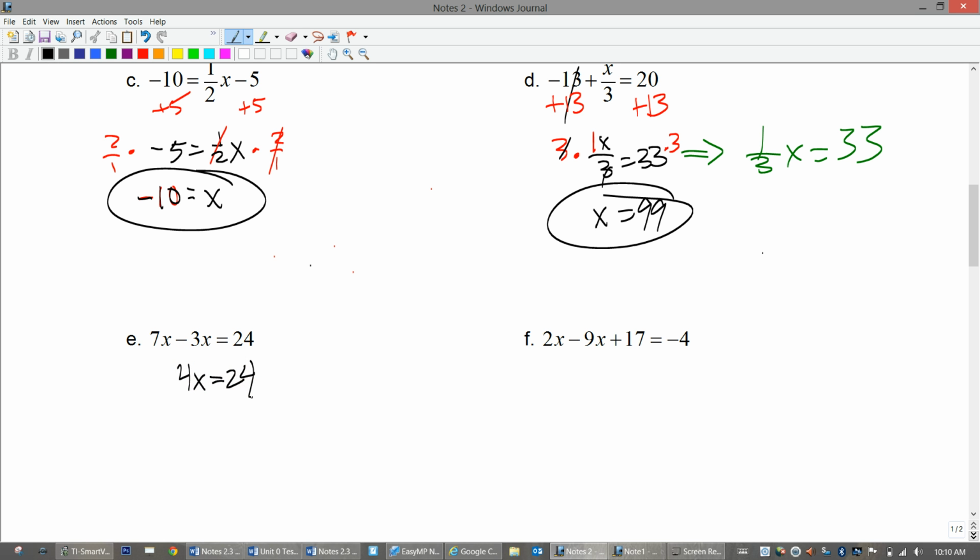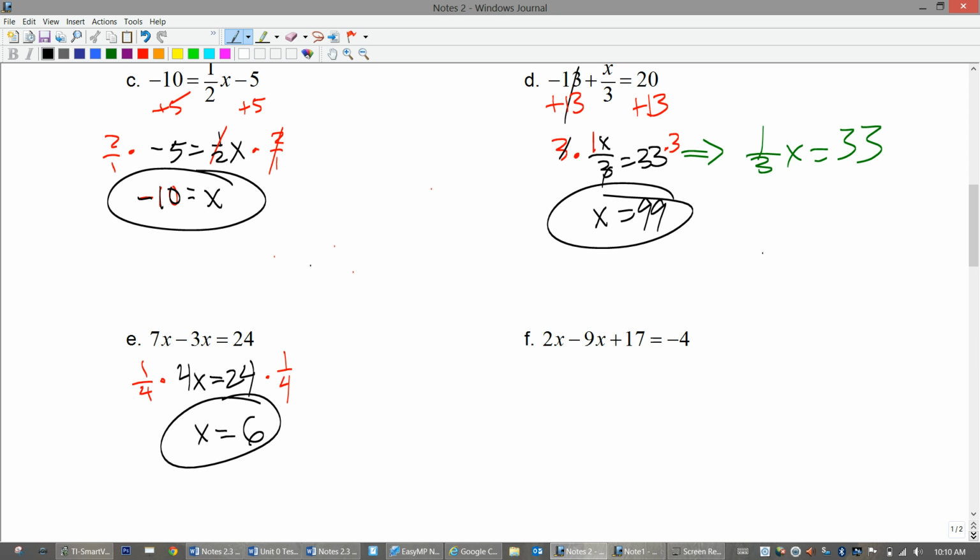Okay, and instead of dividing by 4, think about it as 1/4. Multiplying by the reciprocal. 1/4 times 4 is going to be 1, so we're left with x equals, oops, I got to do it on the other side. X equals 6, is that right?